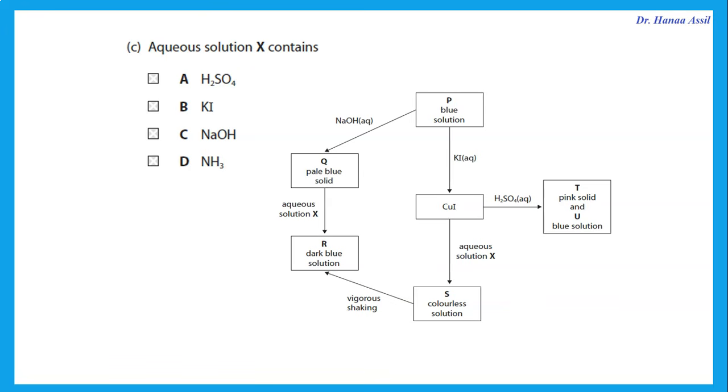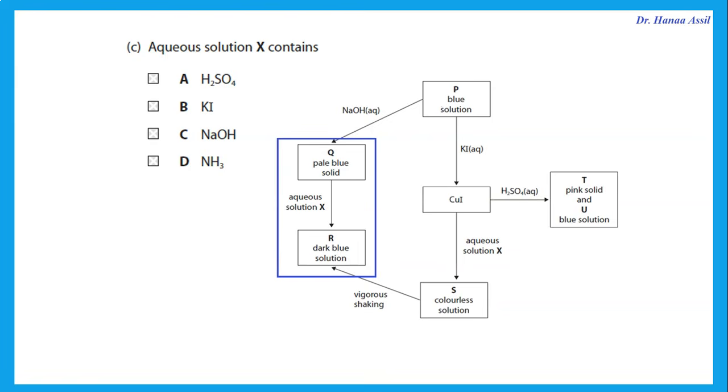Aqueous solution X. What is X? We are told that we have P, and we said P is copper 2+. We put sodium hydroxide. It gives a pale blue precipitate. Now, we are told that if we add aqueous solution X, it gives a dark blue solution. When do we get a dark blue solution with copper ions? This is when we add aqueous ammonia. Then the copper forms a complex with 4 ammonias and 2 water, and that is the dark blue solution that we get. So solution X must be ammonia.